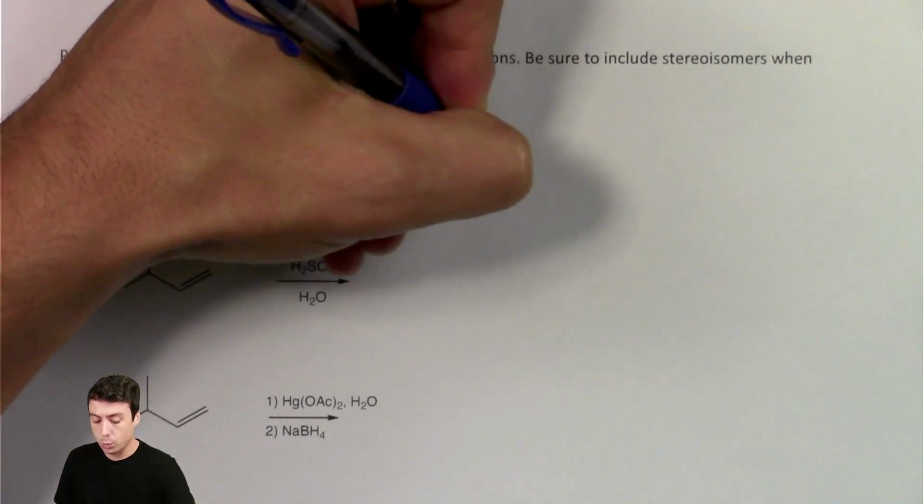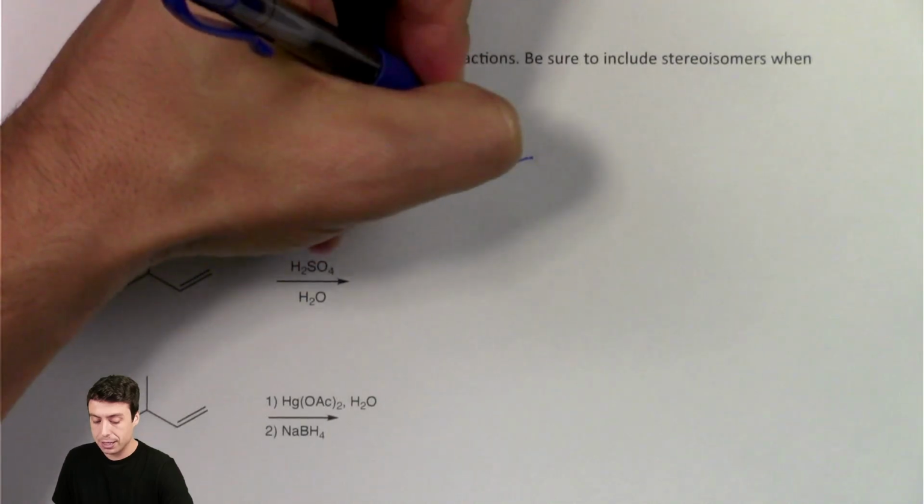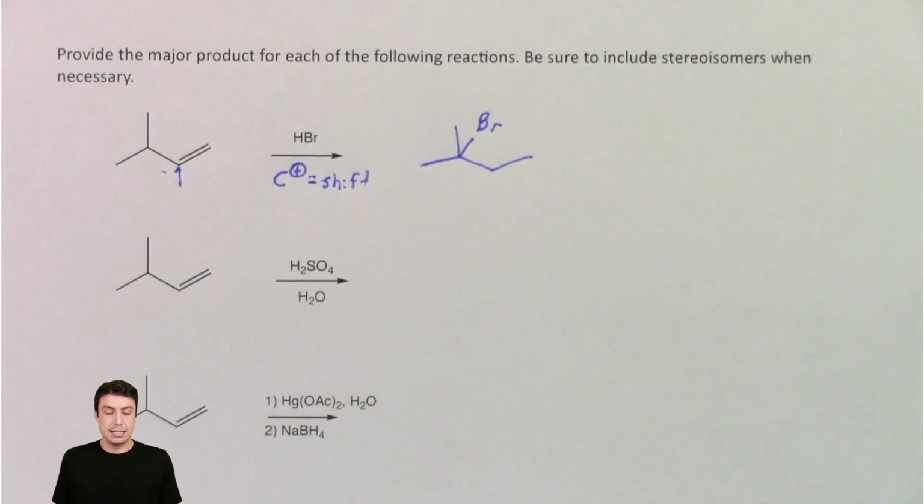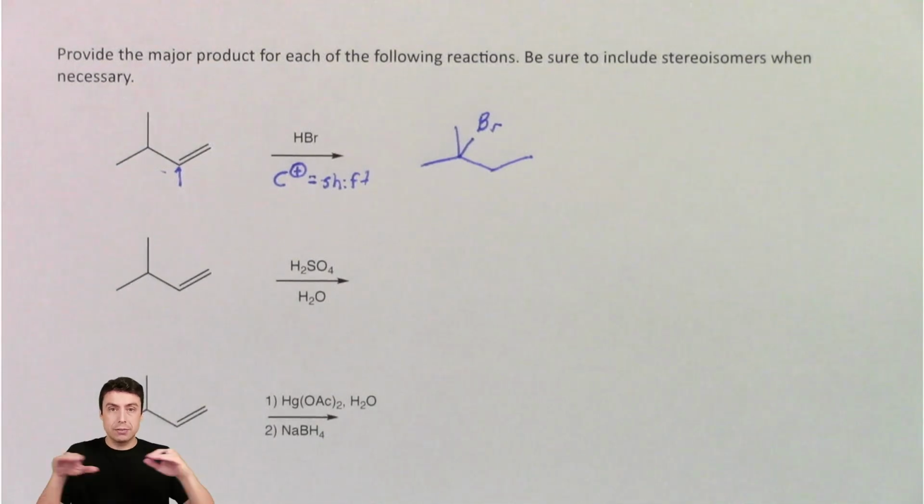So in the end, where does your bromine add? The bromine adds to the tertiary position, not to the secondary position. Is that a chiral center? It's not. So I'm not going to worry about stereochemistry. I'm going to leave it all flat, leave it all planar, and move on.